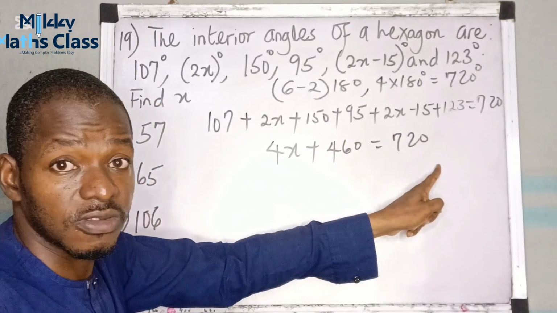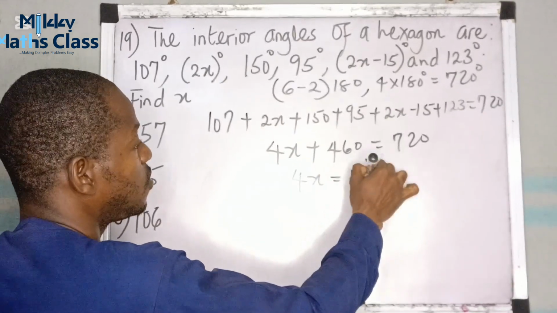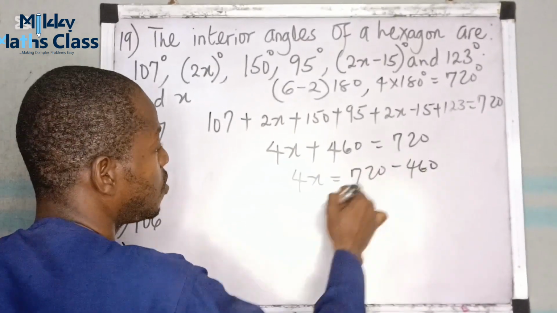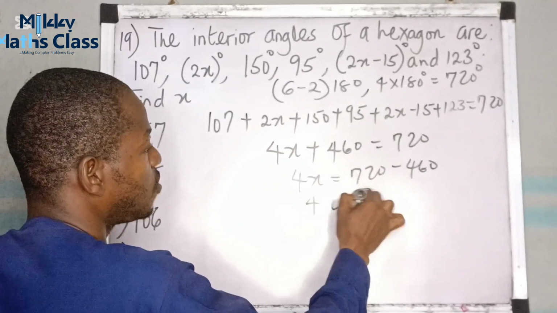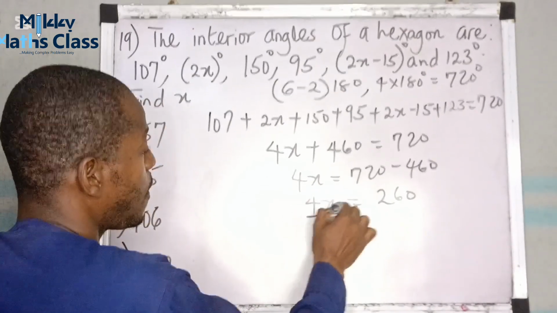Now take this 460 to the other side, subtract it. This is 4x is equal to 720 minus 460. That will give us 260. 4x is equal to 260. Divide both sides by 4.